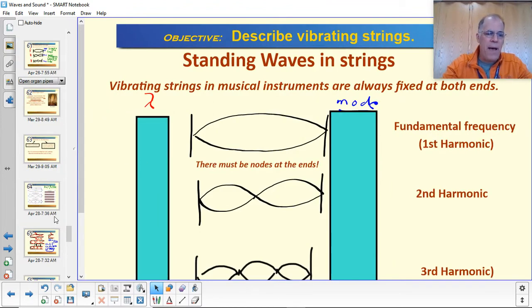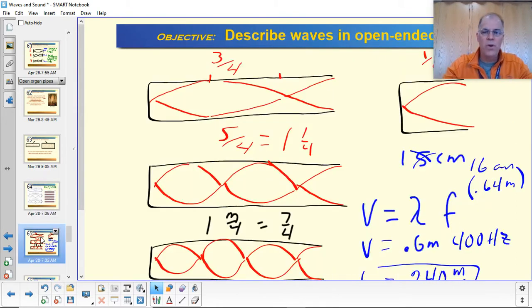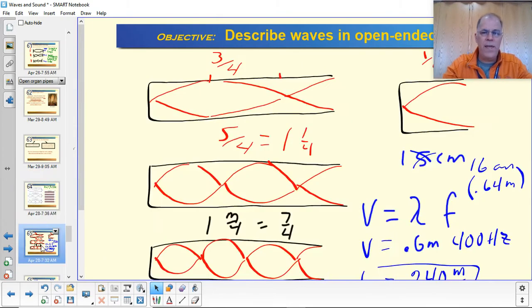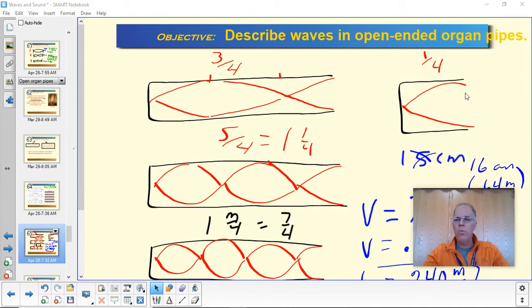Okay, now the thing about organ pipes is that they don't have to be open on both ends. We can have them closed at one end. Let's see, this is the one we had. So we can close off one end of the organ pipe. And when we do that, what we wind up with is a node at the closed end, because that's where the air cannot move, and an antinode at the open end. That's where the air is moving a lot. So, a node at the bottom of the pipe and an antinode at the mouth of the pipe.